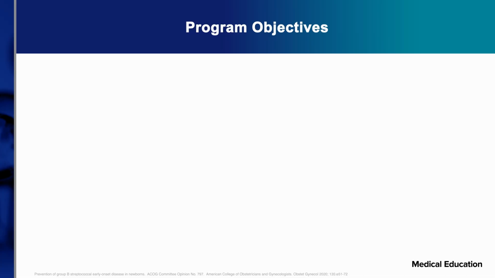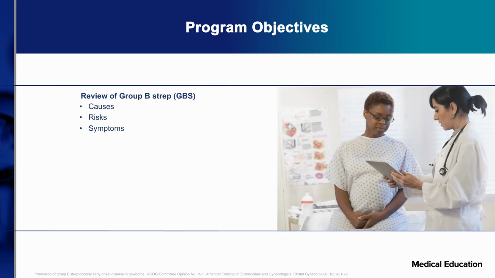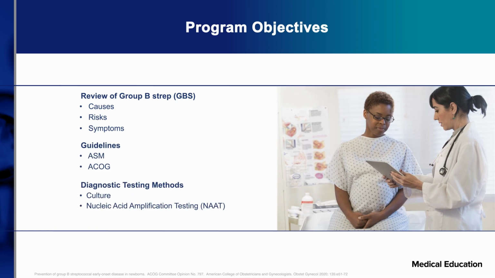And so today, the program objectives are going to be, first and foremost, we want to review Group B Strep. We want to talk about causes of Group B Strep, risks, and the symptomology. Then we want to transition to guidelines and talk about guidelines from ASM and ACOG. And then we're going to discuss diagnostic testing methodologies.